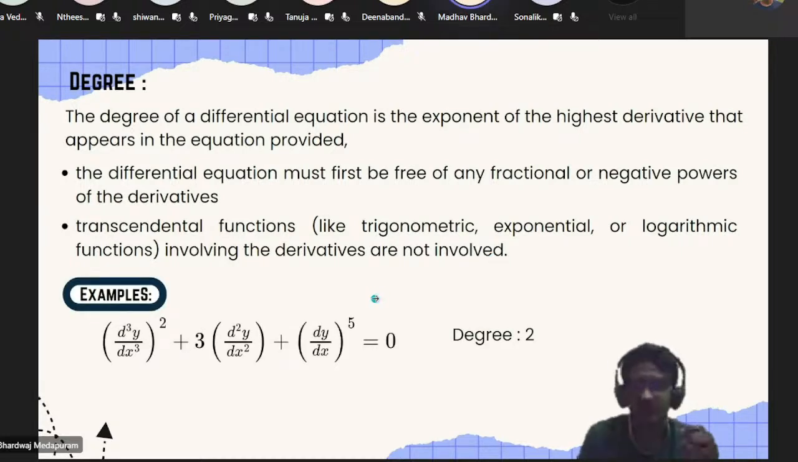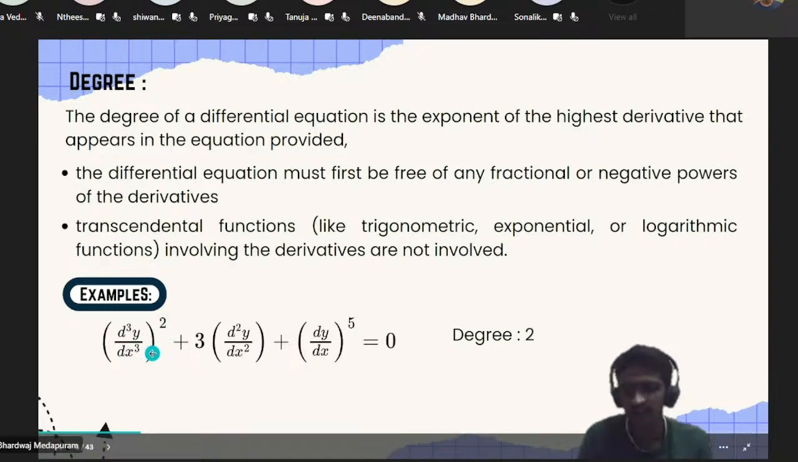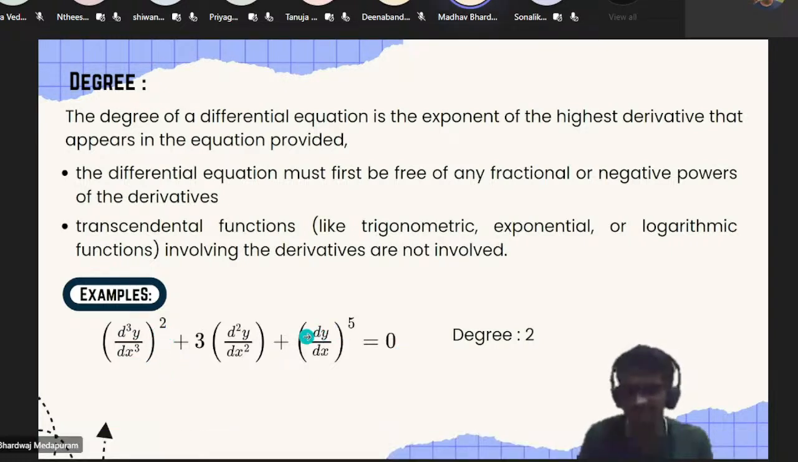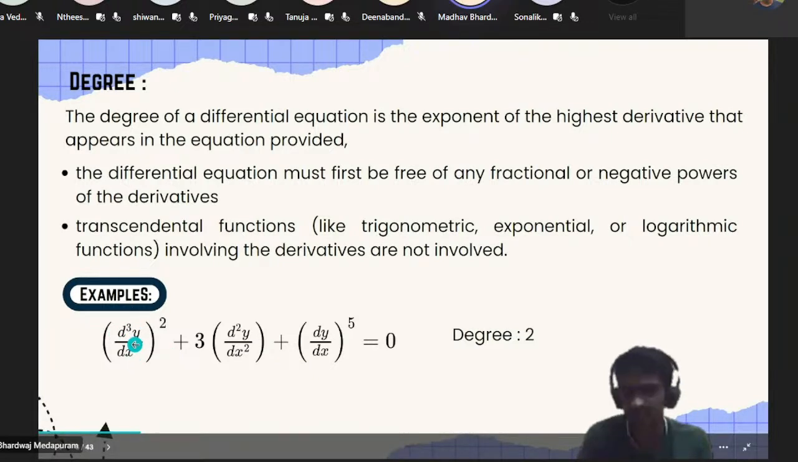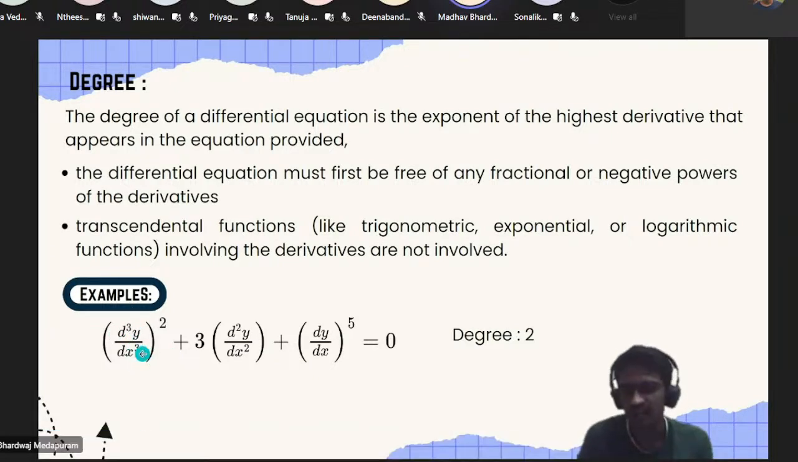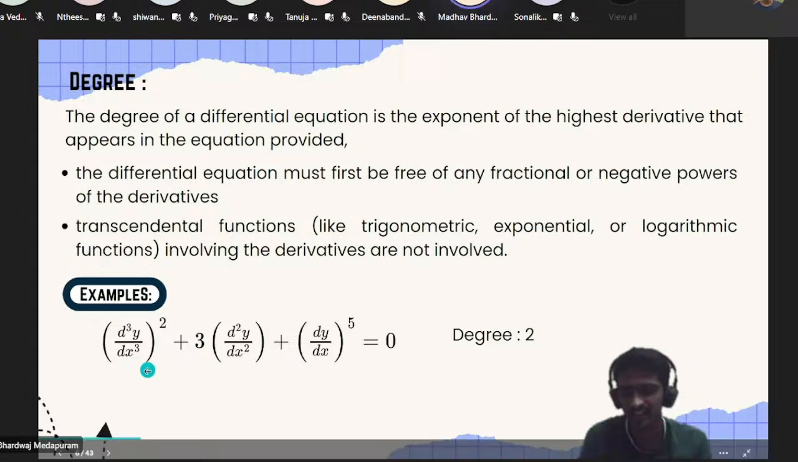Let us see some examples before moving forward. We have the first example. Here you can see that the highest derivative involved is the third derivative, d cube y by dx cube, and the exponent of that is 2. So the degree is 2. But notice that the order of the differential equation still remains 3, because the highest order involved is 3.